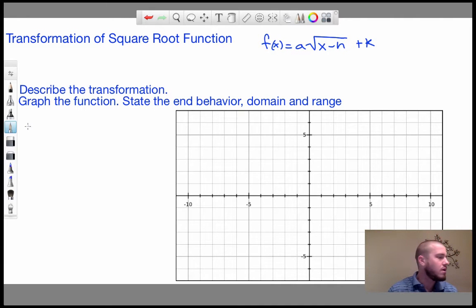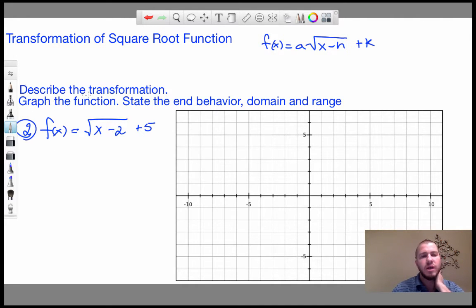So for this one, to describe the transformation, this is going to be shifted. It's a -2, so it means right 2. It's a +5 here, so that means up 5. That point that was on the origin is what's shifting. And it's going to go up 1, 2, 3, 4, 5, right 2. So now your graph is starting at the point (2, 5) instead of the origin (0, 0) like the parent function.